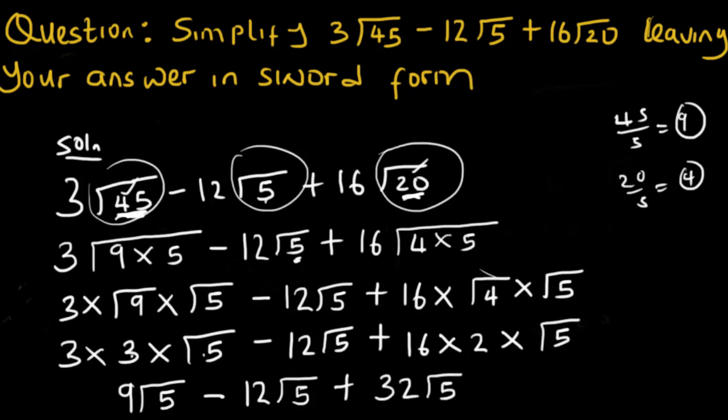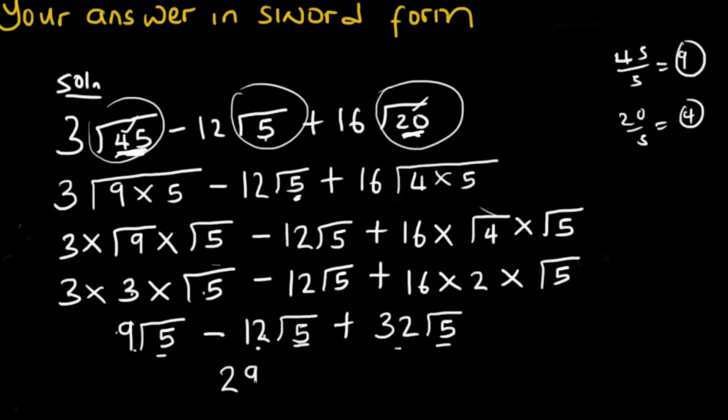Do you understand? Now we have root 5, root 5, root 5. So it means we can add them up. Does that make sense? So let's go. 9 root 5 minus 12 root 5. 9 minus 12 is minus 3. Minus 3 plus 32 is 29. So our answer is 29 root 5. And this is our answer.